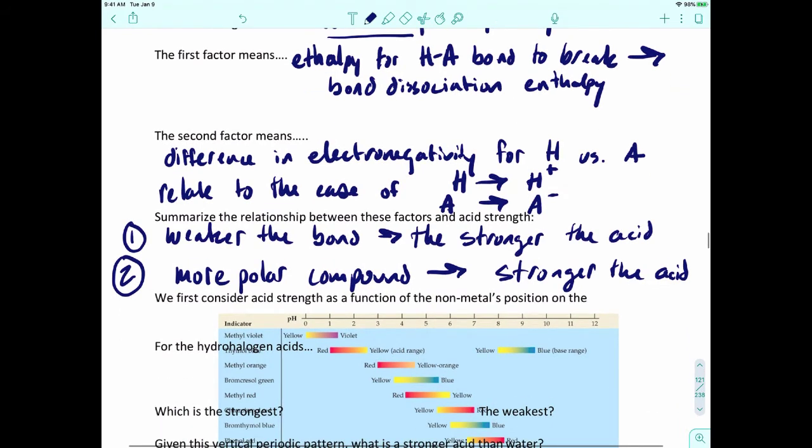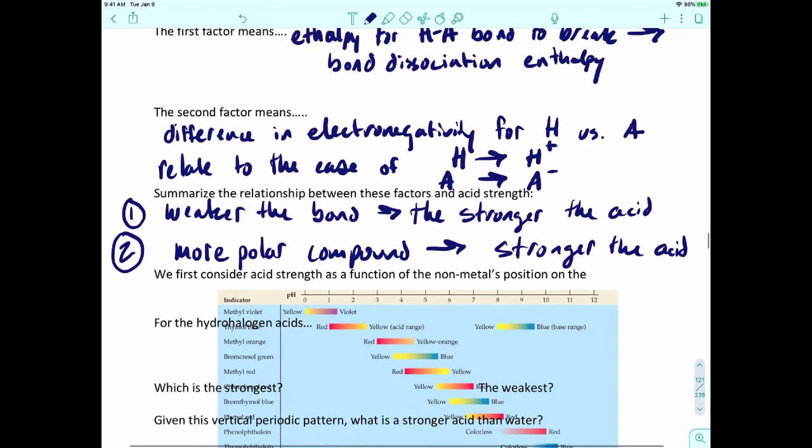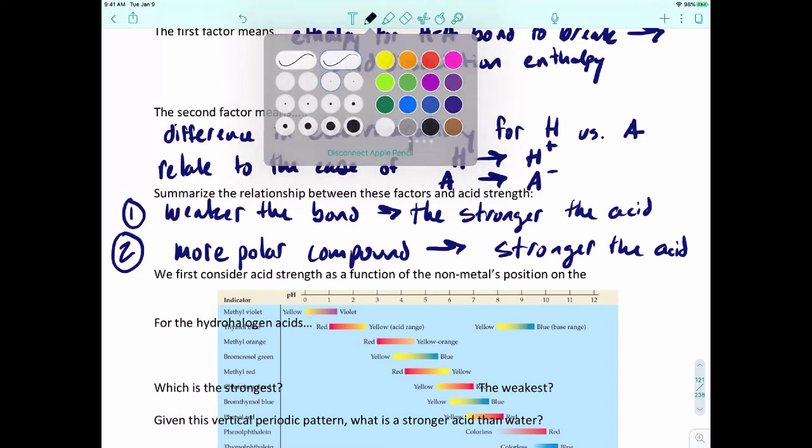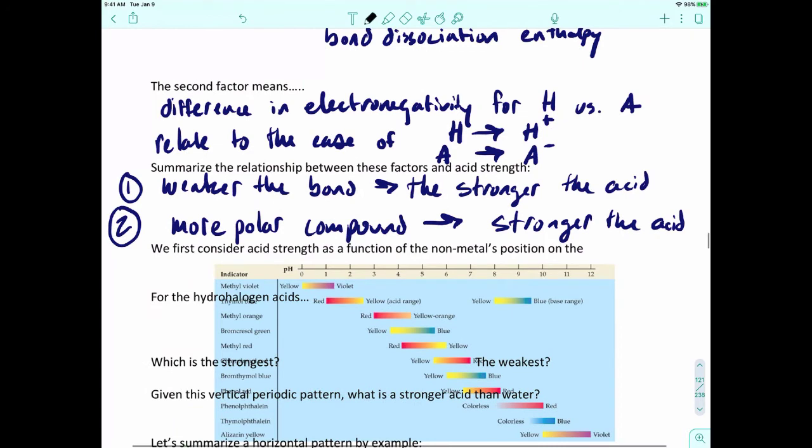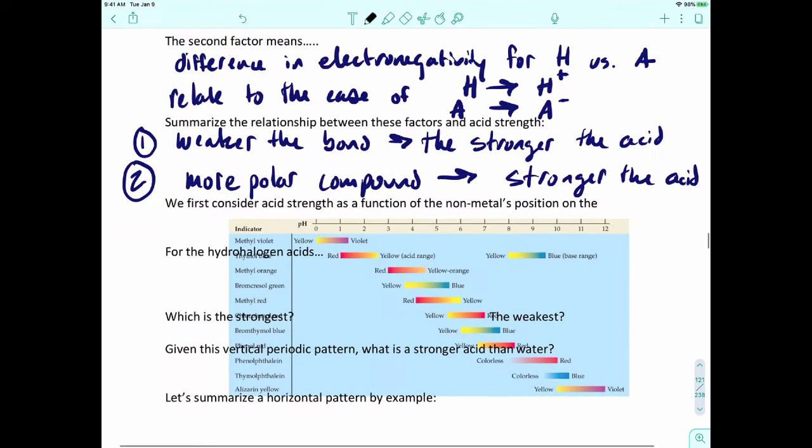Okay. And again, I apologize. I don't know why this image is showing up right here, but please ignore it. Let me write this in black so that it comes out a little bit stronger and I can write over it. If we're going to take a look at the acid strength as a function of the nonmetal's position on the periodic table.